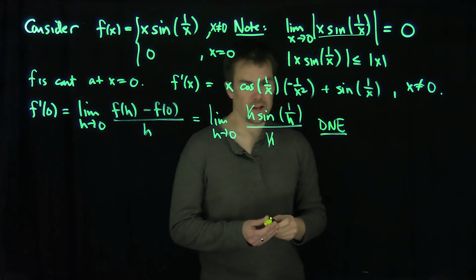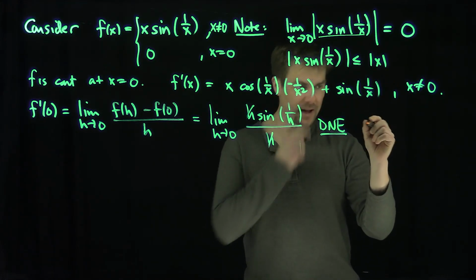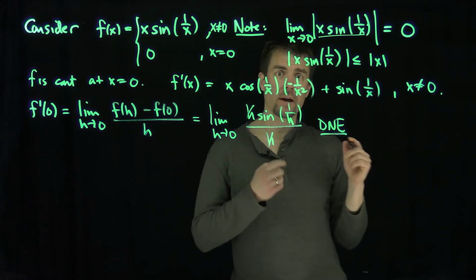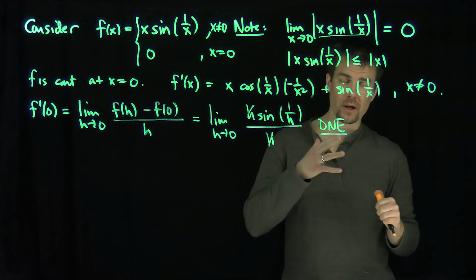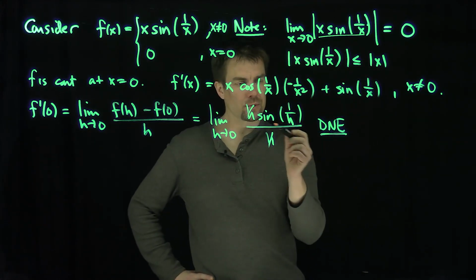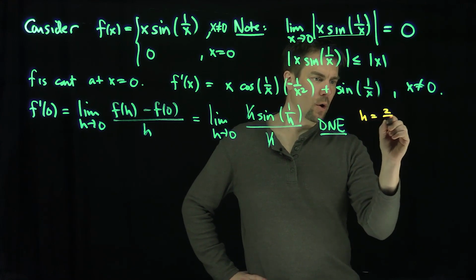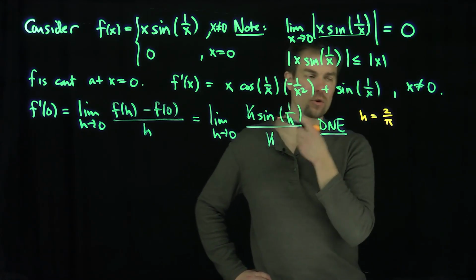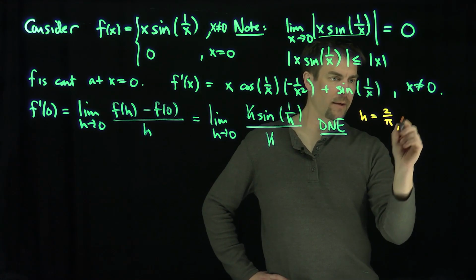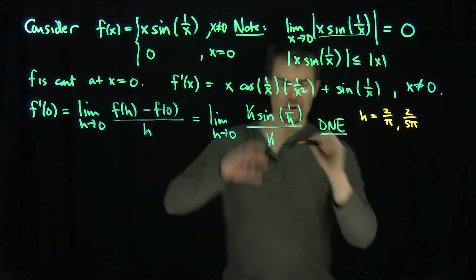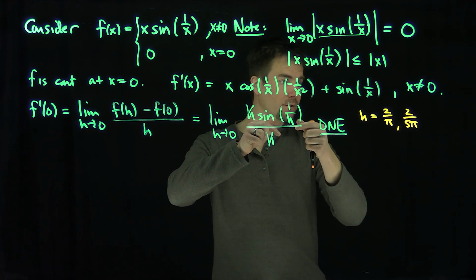Of course, the easiest way to see that is to look at a sequence of points, a_n. We know that the sine of any odd multiple of pi over 2 is going to be either plus or minus 1, right? So if I look at the reciprocals of those, for example 2 over pi, so if h was 2 over pi, that would give me a 1 in the numerator, which would give me a sine of pi over 2, which is 1. If I went instead to 2 over 5 pi, then the reciprocal of that would be sine of 5 pi over 2, which is also 1.